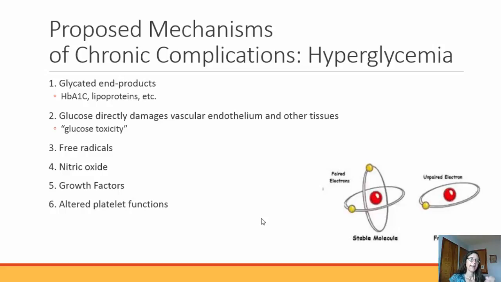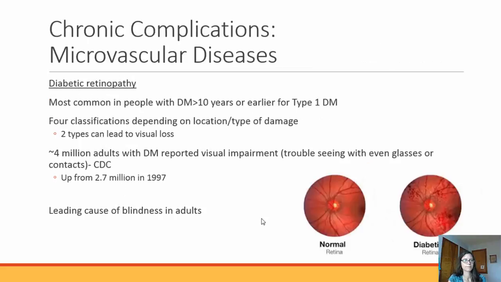vessels and other tissues. And because it damages them, what it results in is these free radicals, including nitric oxide, and just can really mess up our hormone levels and our platelet functions. So how is this expressed? Okay, it can be expressed both on our small blood vessels and our big blood vessels. So our microvascular diseases include our diabetic retinopathy. And this is kind of a symptom that we would see kind of further down the line for people who have type 1 diabetes.